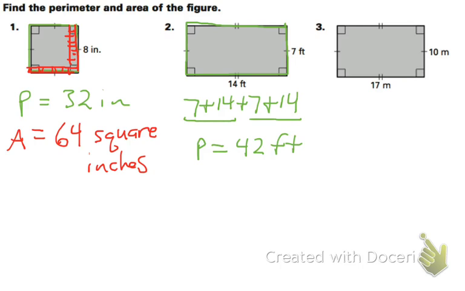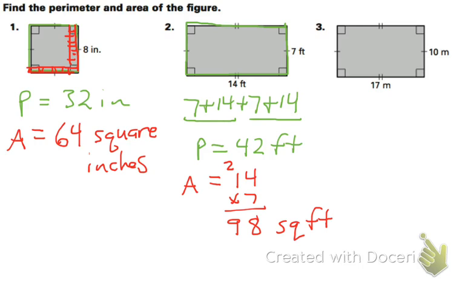Now for area, I'll multiply the length of the base by the height, because that will tell me how many squares will fit inside this rectangle. So 14 times 7. 4 times 7 is 28. Carry the 2. 7 times 1 is 7, plus 2 more, 98. So I'm going to get 98 square feet. And sometimes people abbreviate square with SQ. So square feet for that one.